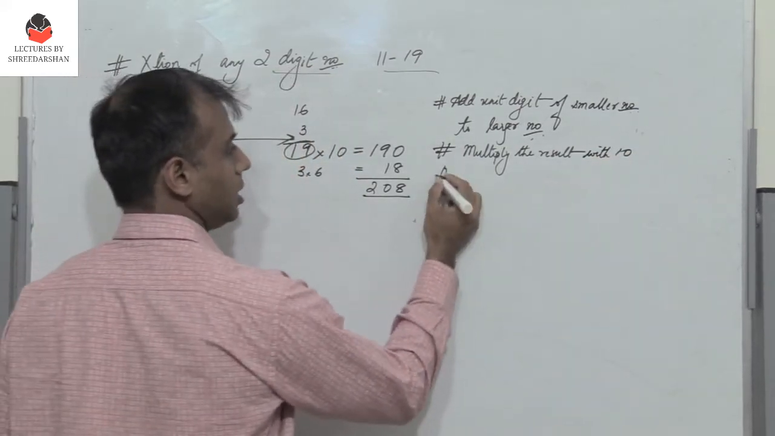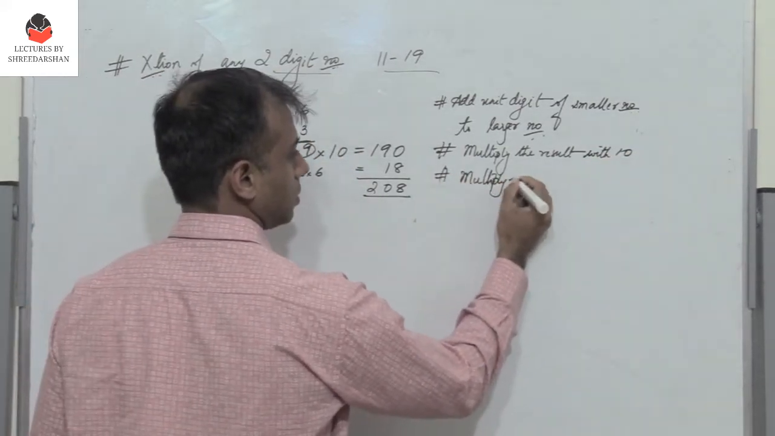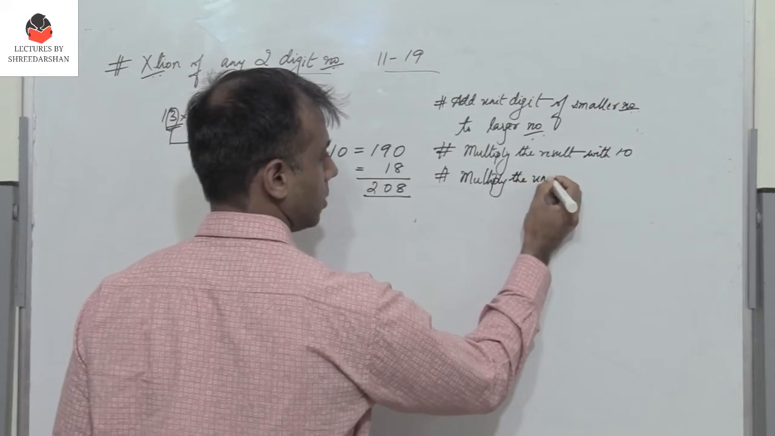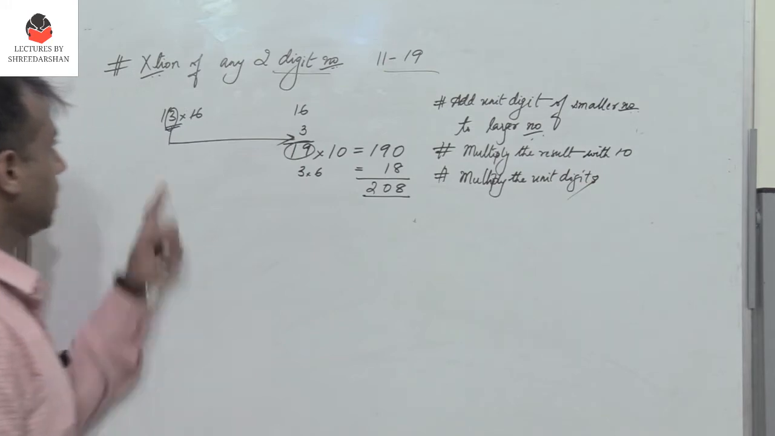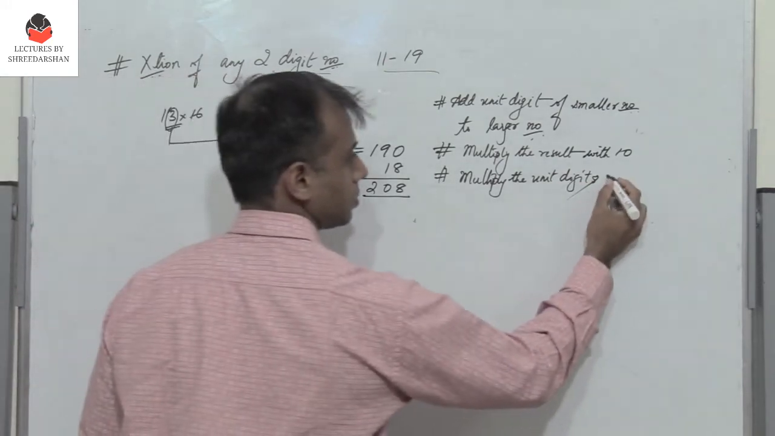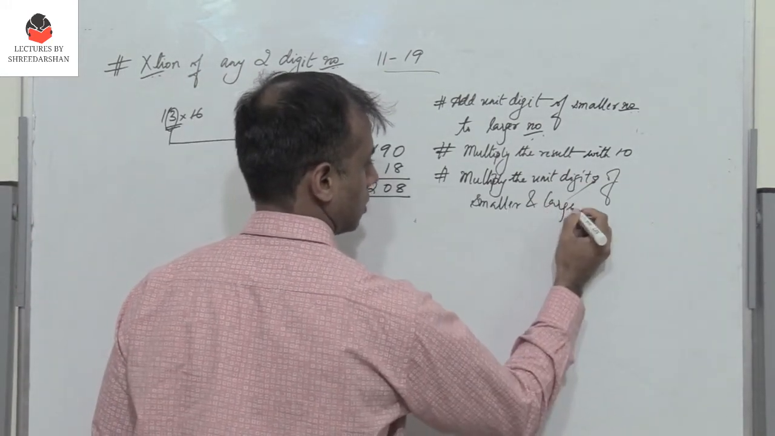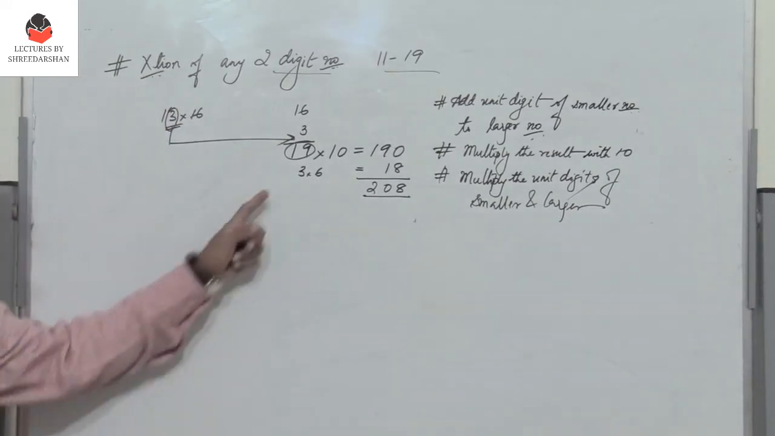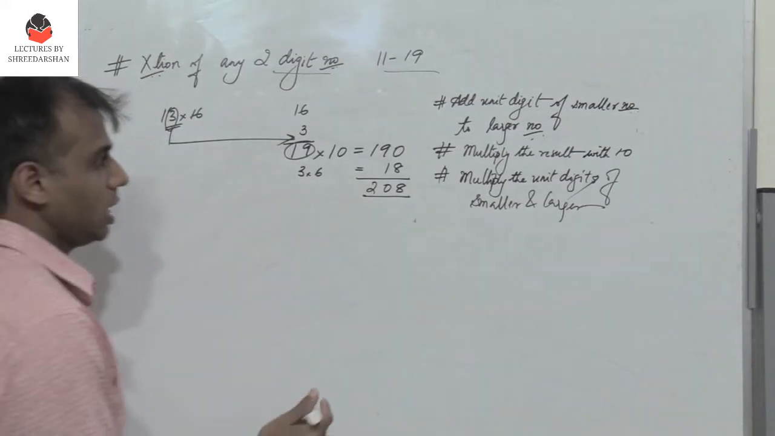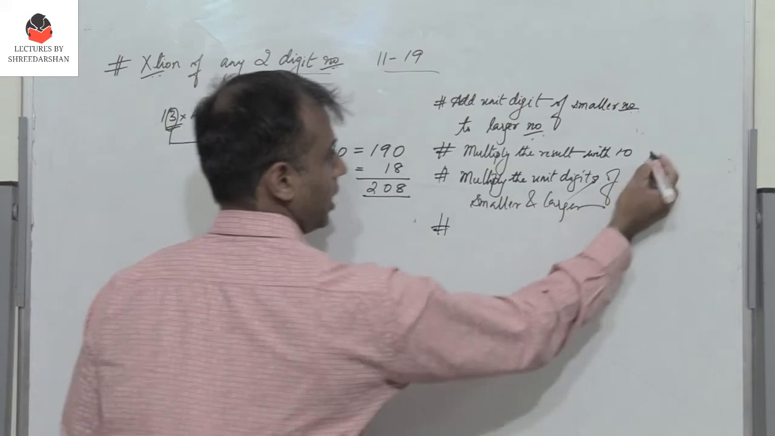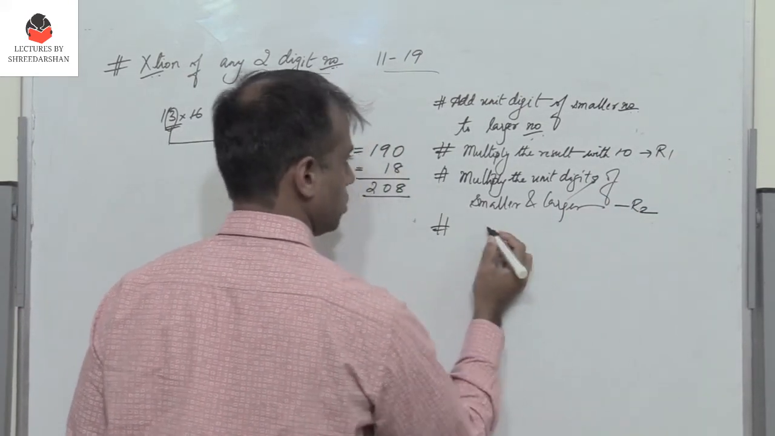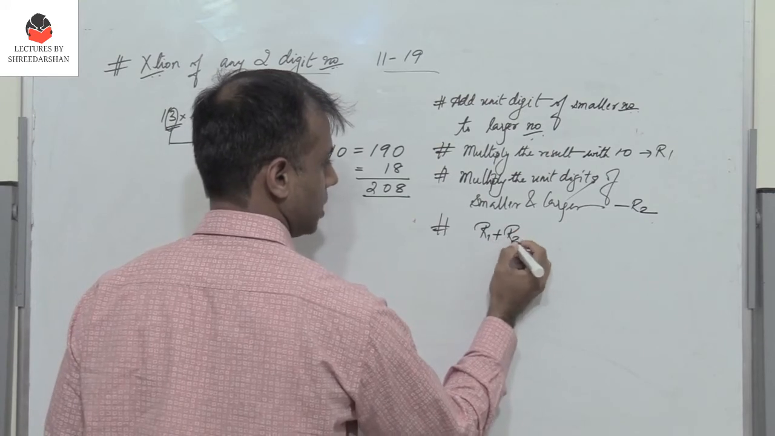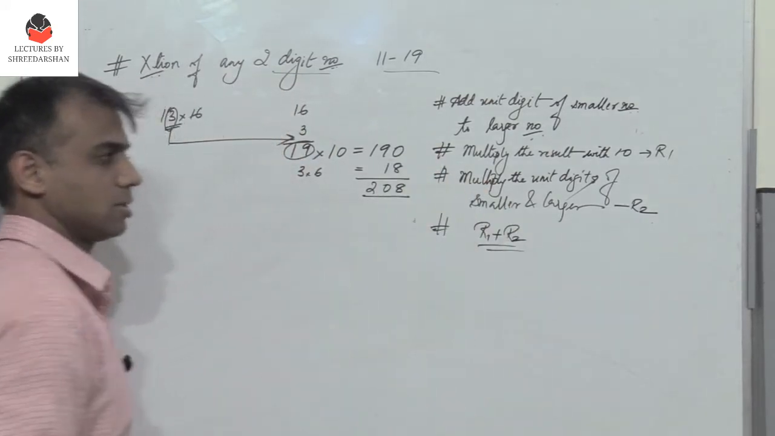Next, multiply the unit digits of both the smaller and the large number. Right? So that's what we have done. We have done 3 into 6, which is 18. Now add the two results. If I call this result 1, and this result 2, then R1 plus R2 gives us the final answer.